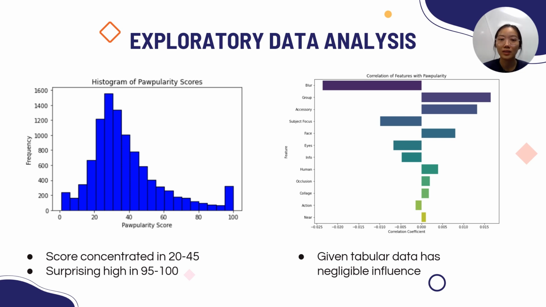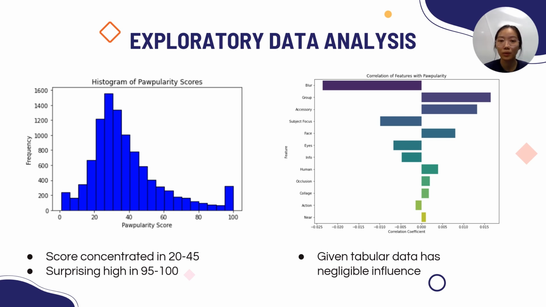We will first draw a histogram to examine the distribution of score. Notably, the majority of scores are concentrated between 20 and 45. The frequencies of score gradually decrease after 30, which is expected, but the number of scores ranging from 95 to 100 is surprisingly high. This information will help us fine-tune our solution.